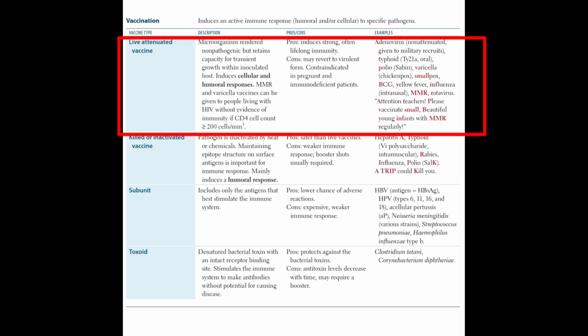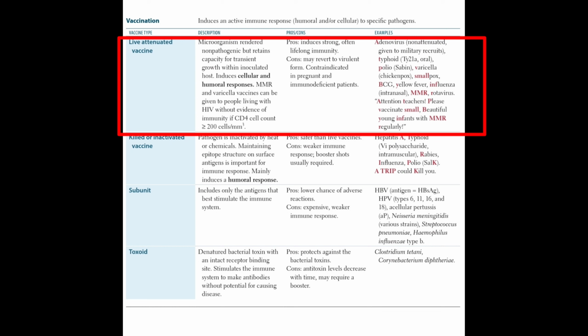First of all, let us discuss the live attenuated vaccine. So let us jump towards the description of the live attenuated vaccine. The microorganism in the live attenuated vaccine loses its pathogenicity but retains the capacity for transient growth within the inoculated host. So it induces cellular and humoral responses. The MMR and varicella vaccine can be given to an HIV positive patient without evidence of immunity if the CD4 cell count is greater than or equal to 200 cells per mm cube.